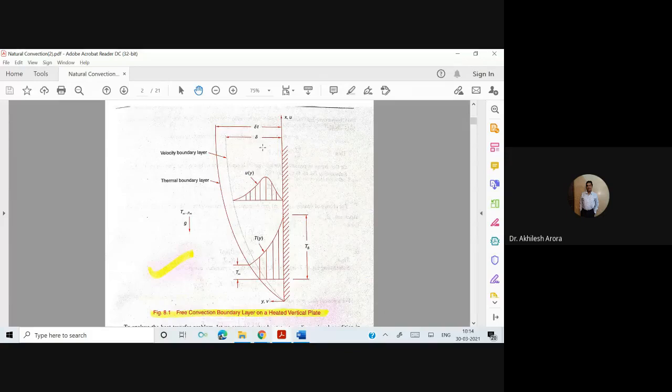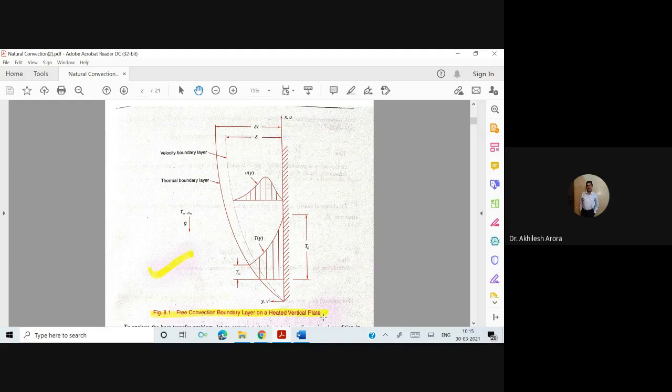And one more thing that I would like to tell you is that in the vertical direction, we are considering it to be the x direction, and the velocity in the x direction is u actually. So you can see the title of this figure is free convection boundary layer on a heated vertical flat plate. So basically we have talked about the laminar boundary layer in case of free convection. So I hope this part is clear to you.